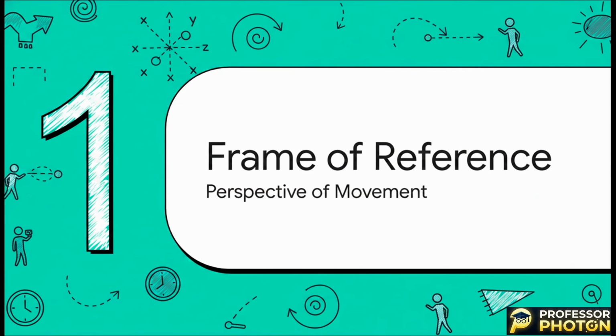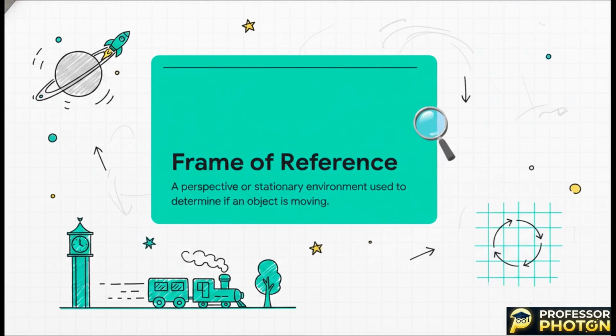This is really the perspective of movement and the foundation of all physics. The crucial takeaway here is that you literally cannot measure movement until you know exactly where you are observing it from. Motion is entirely relative. A frame of reference is really just the background or the environment that we agree to call stationary so we can measure everything else against it.